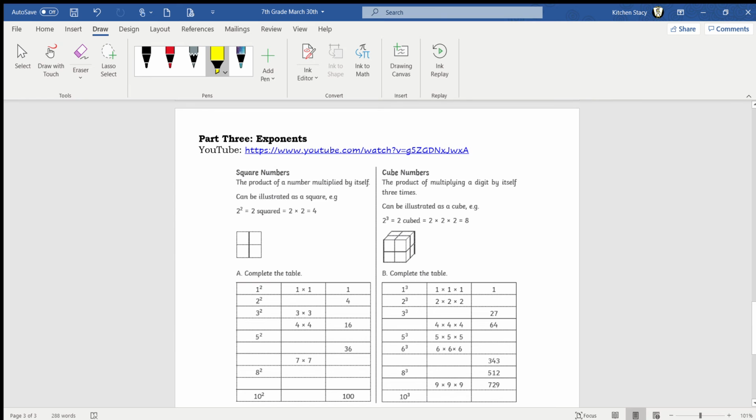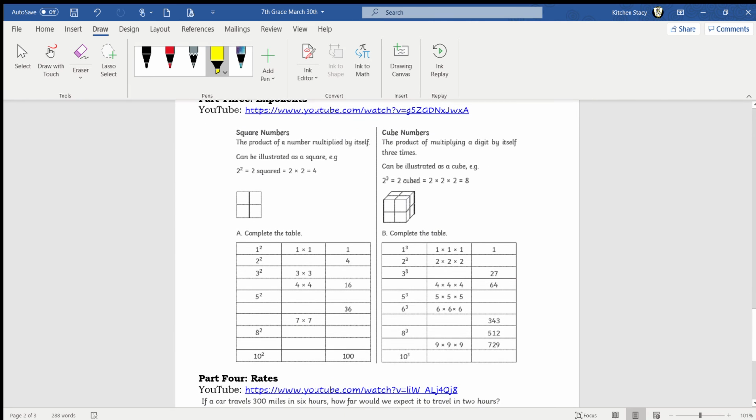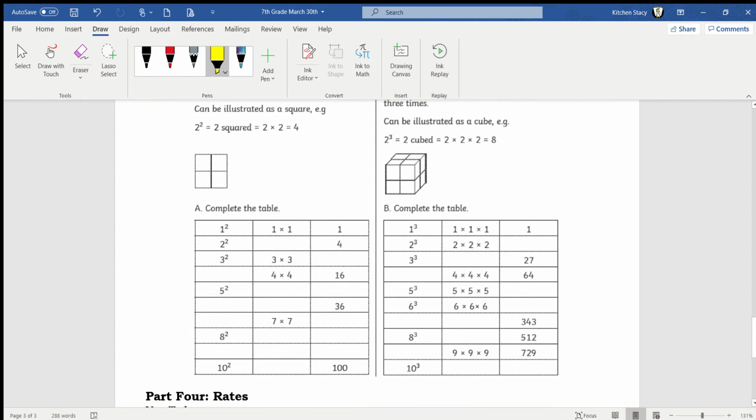And then for the bottom part for exponents, it's been a little while since we worked with exponents, so I just wanted to remind you how to do an exponent. So like 1 squared, that means 1 times 1, and we know that 1 times 1 is 1. And for 2 squared, that means 2 times 2, and 2 times 2 is 4. So for these ones, all you have to do is just fill in the blank on the chart.